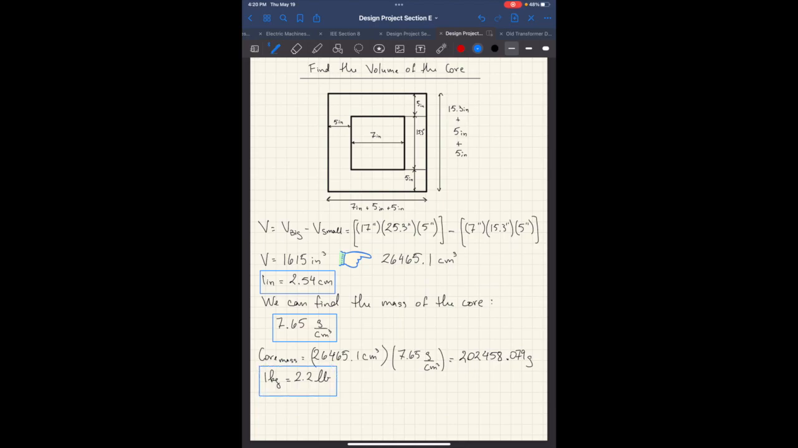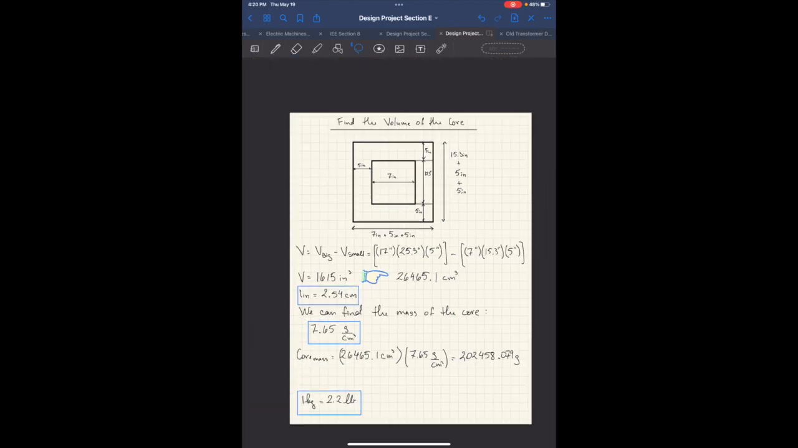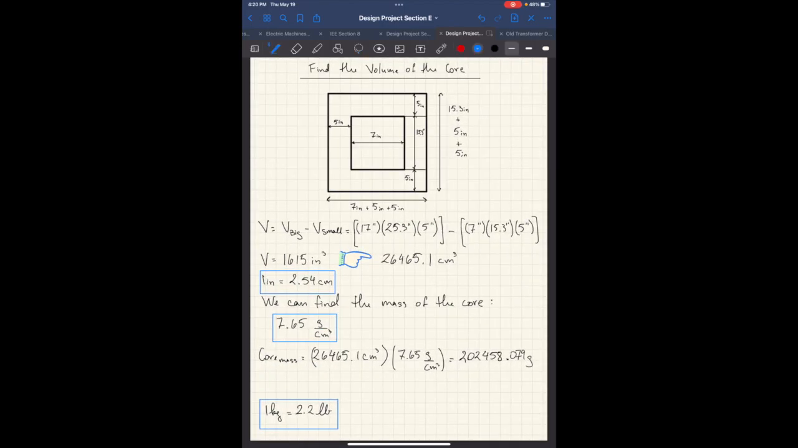So we convert. Oh, I forgot to convert it into kilogram. That's an easy conversion, though. I know all of you can do that with no problem. I'll just write it down. Okay. That's going to be 202.079, 0.458.